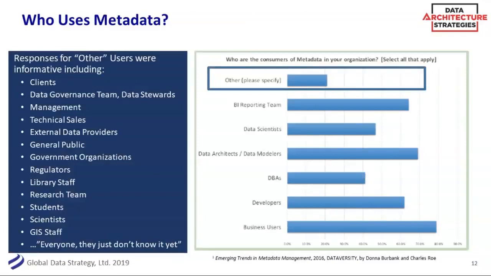Clients, external data providers, general public. A couple of our clients are government organizations that are doing some open data initiatives. And, of course, you can't use open data unless you know what that open data means. And so metadata is just completely obvious to them. We didn't have to sell that at all. They said, of course, how could you publish data without the directory of what that data means?